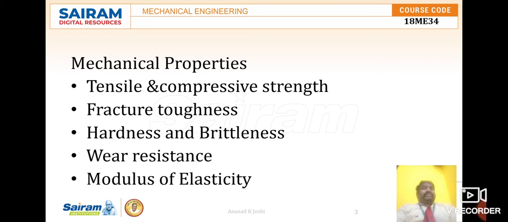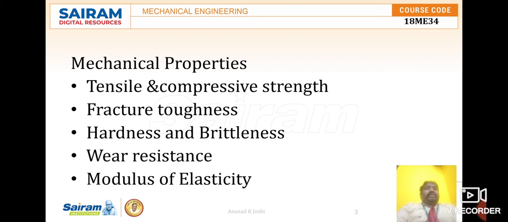And for the fracture toughness, since ceramic materials tend to be porous, these pores, along with other microscopic imperfections, act as stress concentrators, decreasing the toughness and reducing the tensile strength of the material.